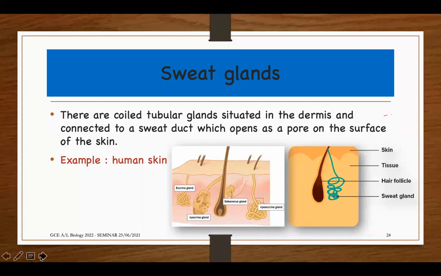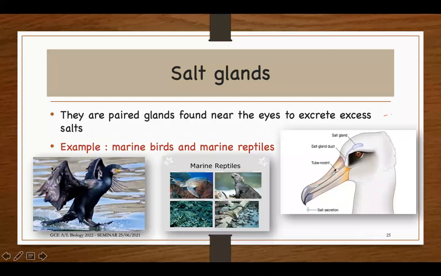And some of it. Salt glands, paired glands found near the eyes to excrete excess salts. These are especially found in the marine birds and marine reptiles. Okay, the salt gland is found with a salt duct, a salt gland duct. In most of the marine birds and marine reptiles, they have salt glands.